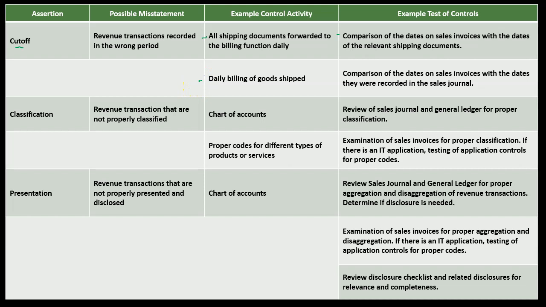And then the next internal control, daily billing of goods shipped. So we want to be billing daily. We don't want the lag time happening here. And the examination of that internal control as the auditor, comparison of the dates on the sales invoices with the dates they were recorded in the sales journal.